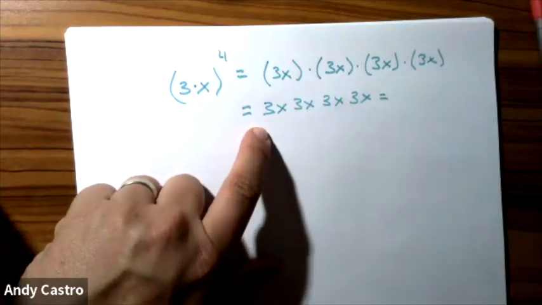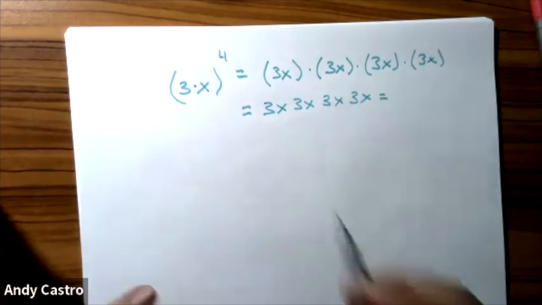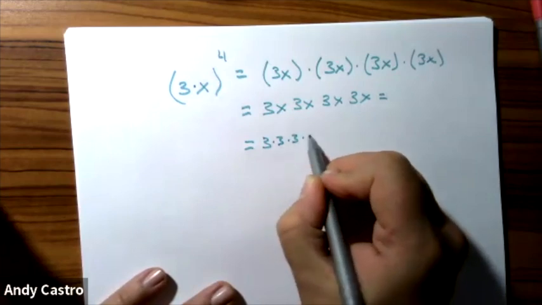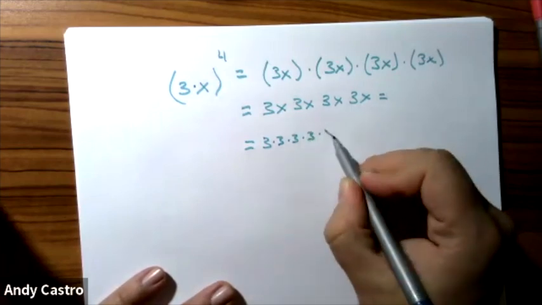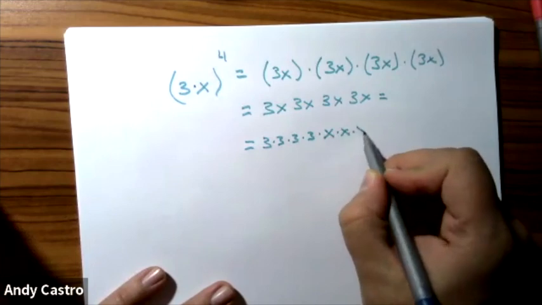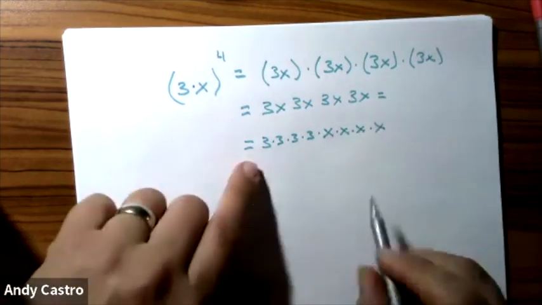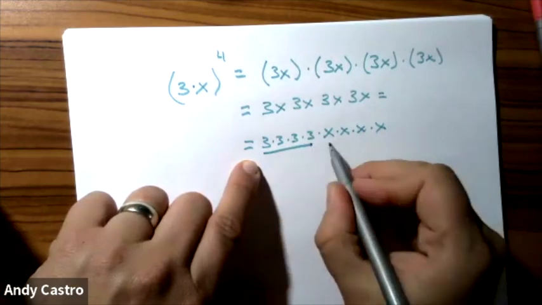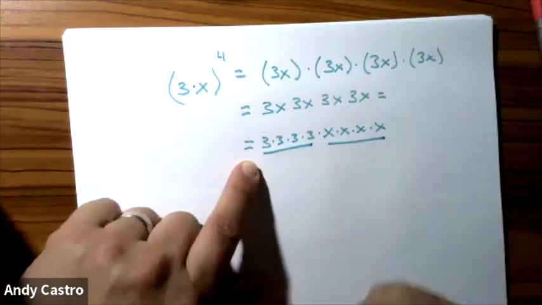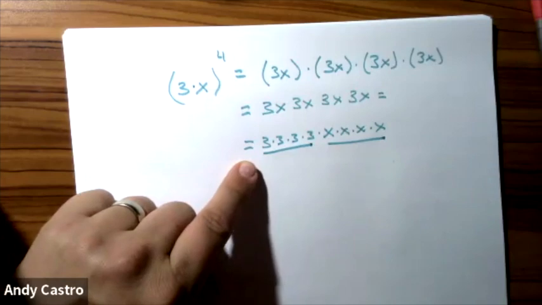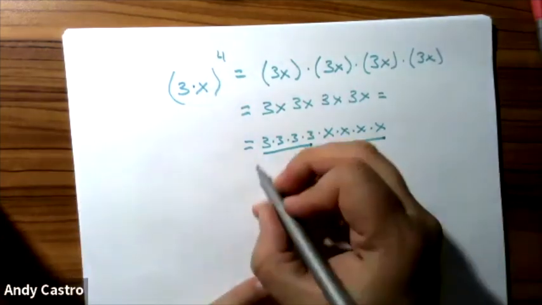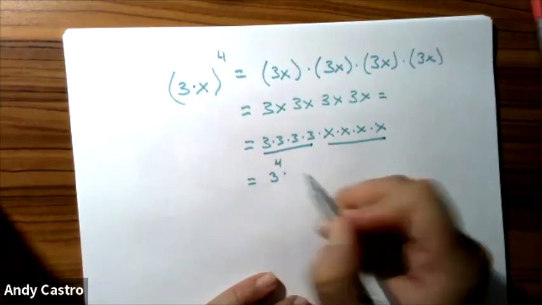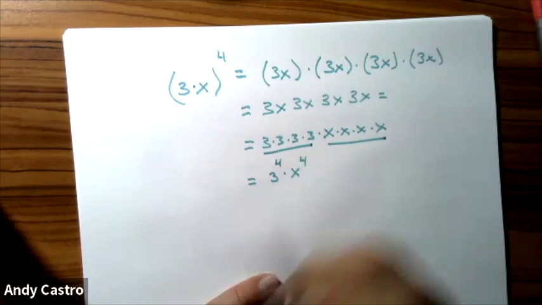So I can multiply things in any order I want. I'm going to rearrange this a little bit to make my point. I'm going to put the 3's together: 3 times 3 times 3 times 3, and then times x times x times x times x. Notice that we have 4 3's being multiplied together and 4 x's being multiplied together. So this is 3 to the 4th power times x to the 4th power.